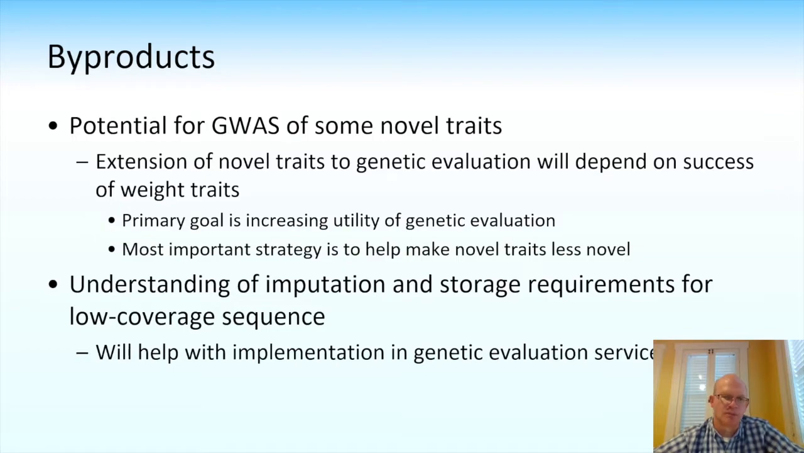So the most important strategy that the whole industry can do to help with the novel traits is to try to make them less novel and improve phenotypic schemes in the industry as much as possible. Another byproduct of this, as it comes out, is as we talk about replacing the arrays that are currently out there with low-pass sequencing, we will start to understand the imputation and storage requirements for low-coverage sequence and be able to help inform those types of decisions with several of the genetic service providers and breed associations. So with that, I'll close this portion of the talk and turn things over to Warren Snelling.